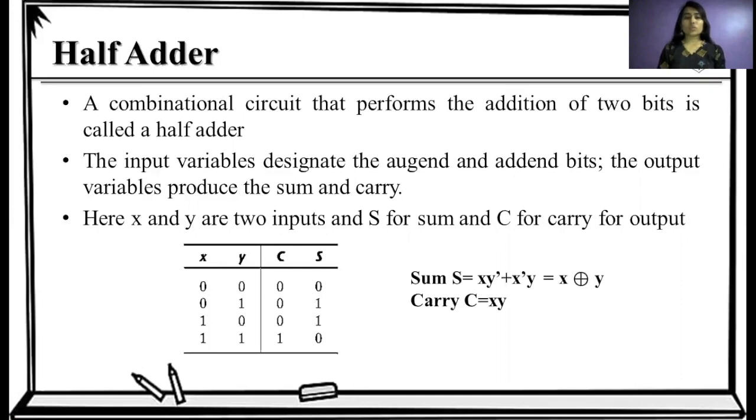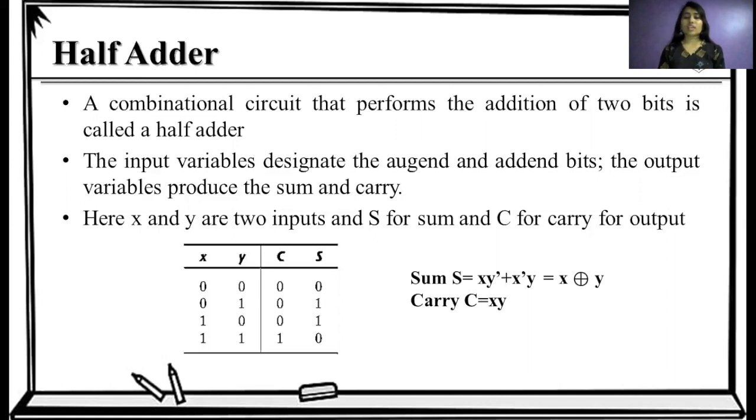We have an equation for sum and carry bit from this truth table. S is equal to x y dash plus x dash y. As S is equal to 1 for the combination x is equal to 0 and y is equal to 1, we have the x dash y condition, and for x is equal to 1, y is equal to 0, again S is equal to 1, so we have another term x y dash. This is basically XORing of x and y. So S is equal to x XOR y.